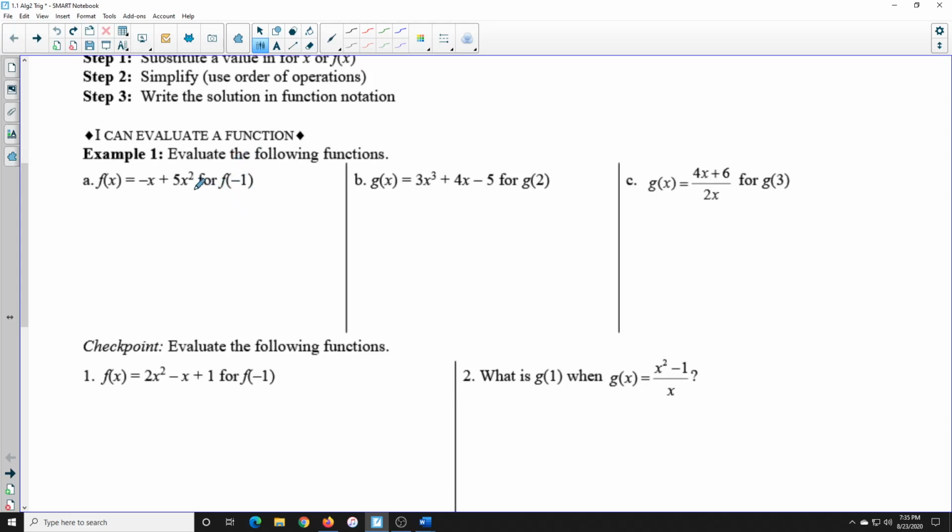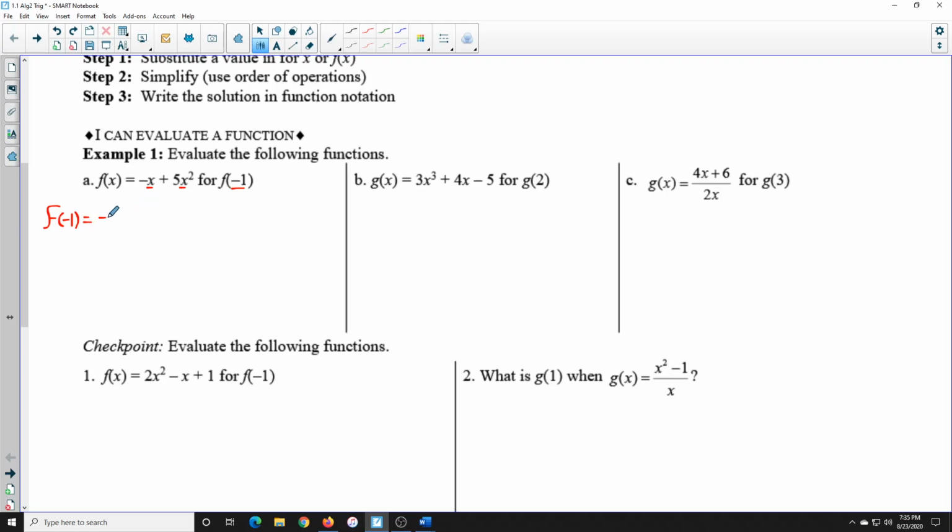So example number 1 says evaluate the following functions. So f of x equals negative x plus 5 times x squared. And then we have to evaluate it at x equals negative 1. So all we're doing is we're taking this negative 1 value and we're plugging it in for all of these x's. So f of negative 1. So really what this is, is a y value. That's what we're looking for at the end. So this really does nothing. Don't think it's any kind of multiplier or anything like that.